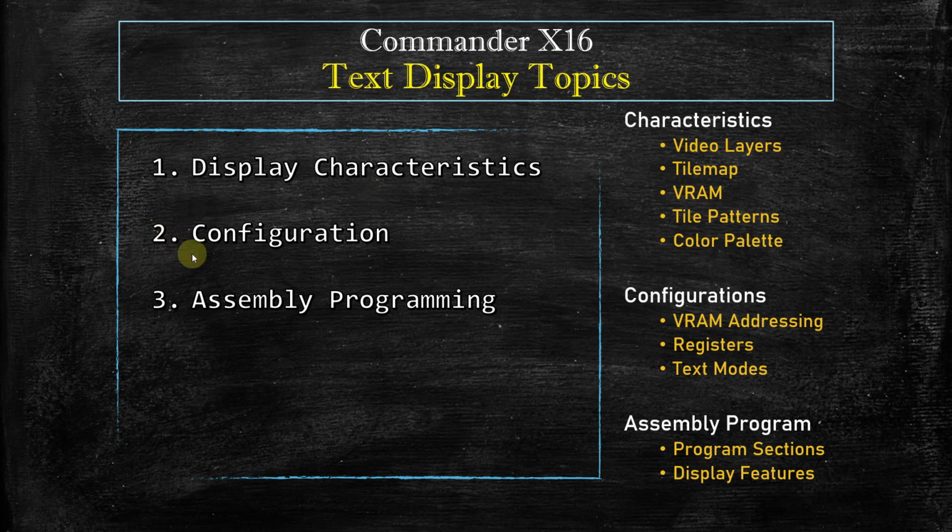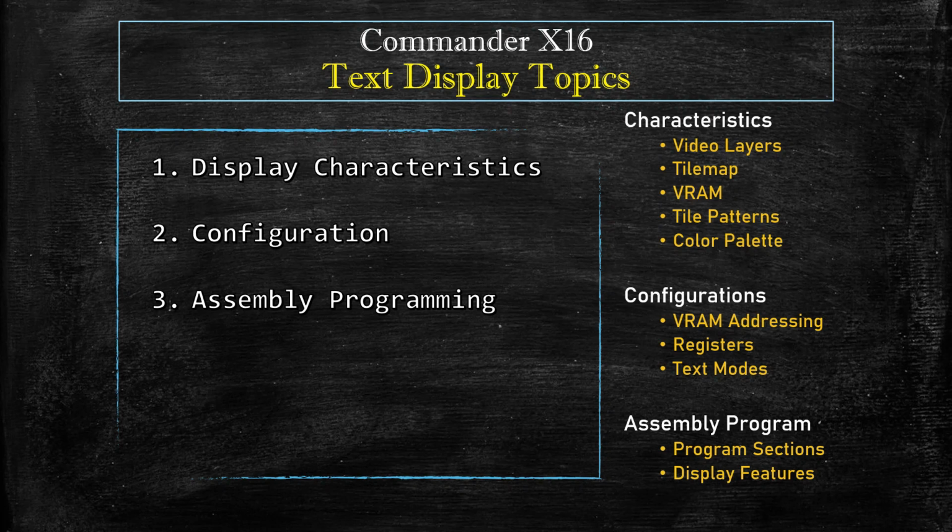Now section number 2 is titled Configuration. This is where we take a look at how we can actually configure the Commander X16 computer for allowing it to display what we want it to display on the screen. It's actually quite a bit more involved than, for example, using BASIC to print text on the screen, or you might be familiar with just using a basic print statement. Well, with the Commander X16 computer, since it is so versatile and so powerful, we need to configure it and tell it exactly how we want it to display our images on the screen.